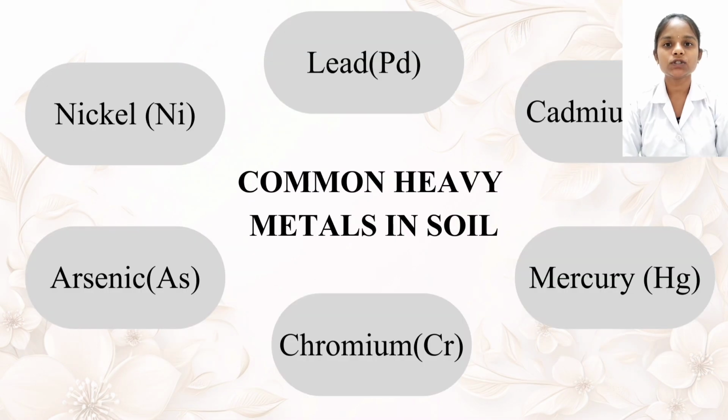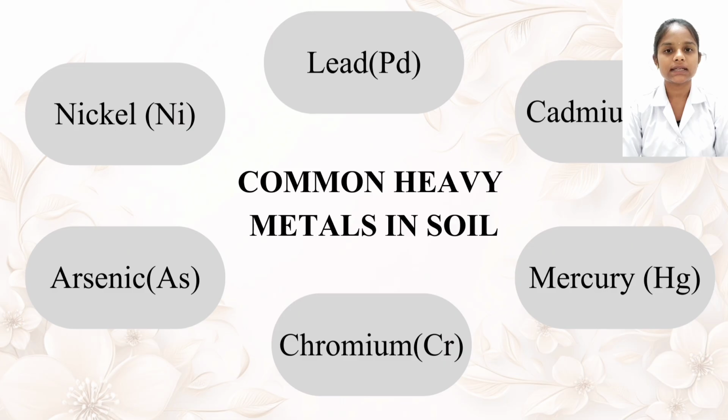Now let's discuss common heavy metals in soil. Lead. It is one of the most widespread soil contaminants. It mainly enters the soil through battery industries, paints, automobile emissions, mining activities and sewage sludge. Next, cadmium. It is a highly toxic metal even at very low concentrations. It enters the soil mainly through phosphate fertilizer, industrial waste, electroplating industries and sewage sludge.